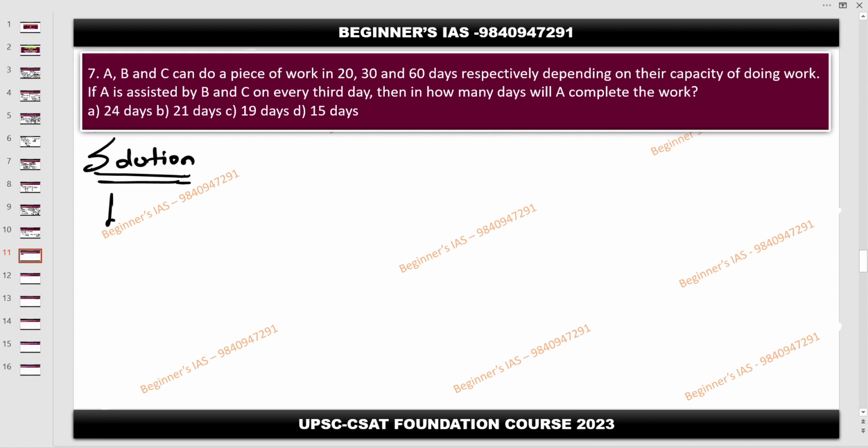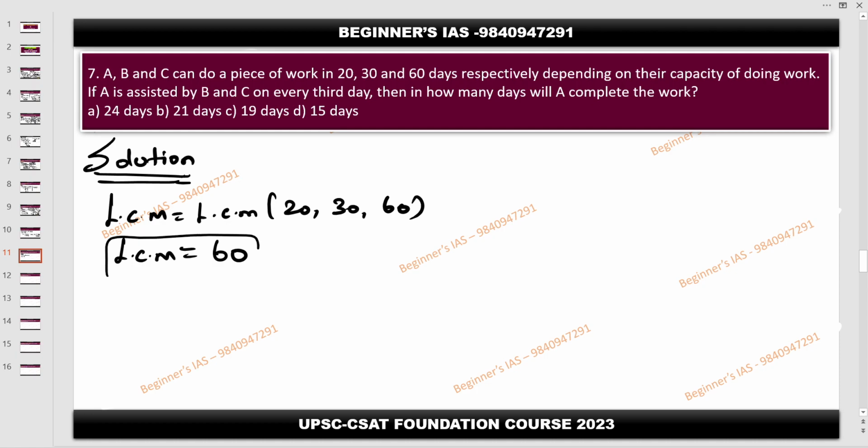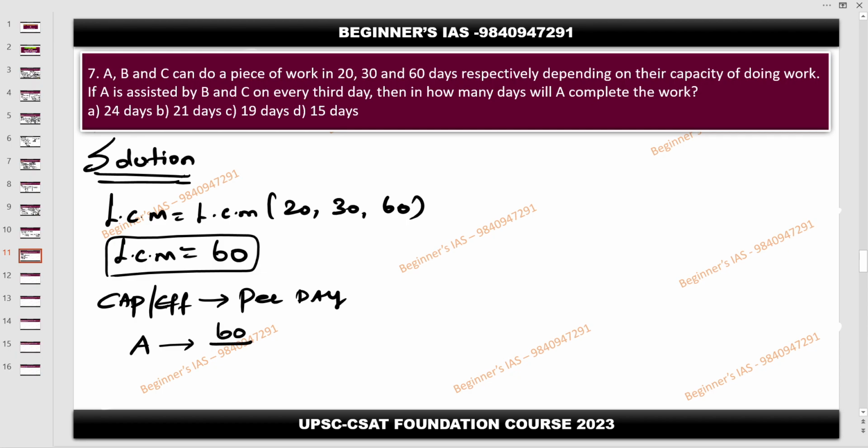For that, we need to take the LCM of the given numbers, 20, 30, 60. 60 comes in the 30 table and the 20 table also, therefore obviously the LCM is 60, a common number. Now find out the capacity or efficiency per day. A's efficiency is the total work divided by the total number of days taken by A alone, 60 by 20. So A has the capacity of making 3 units per day, and the units can be any object. Therefore 3 units per day.